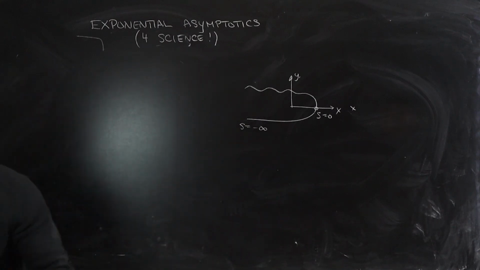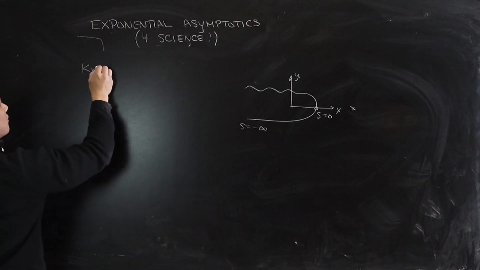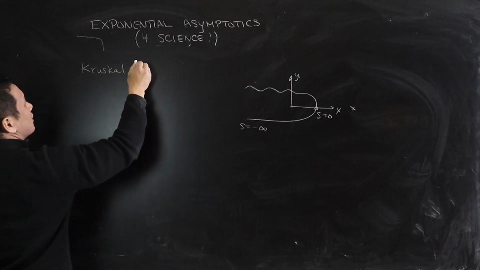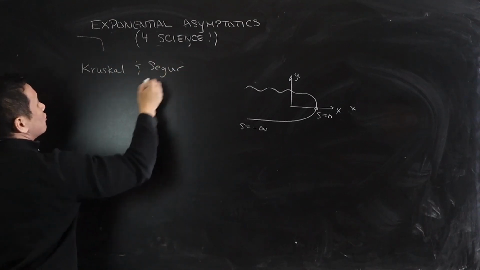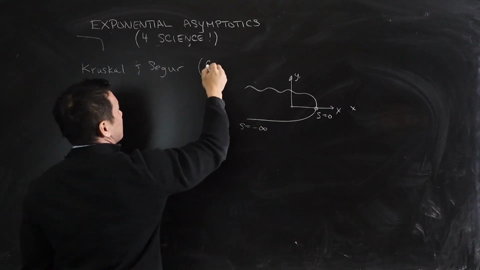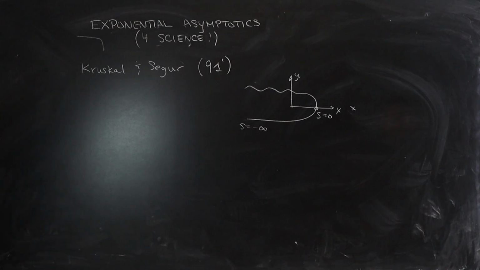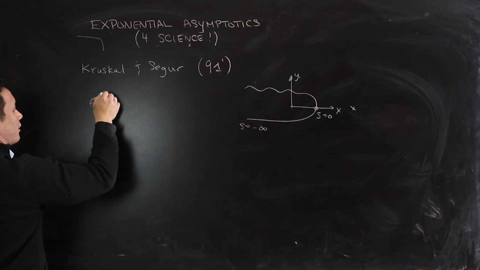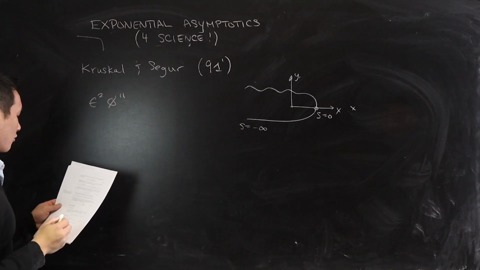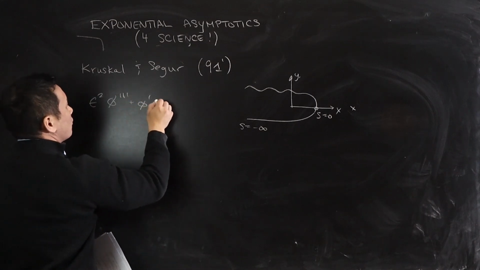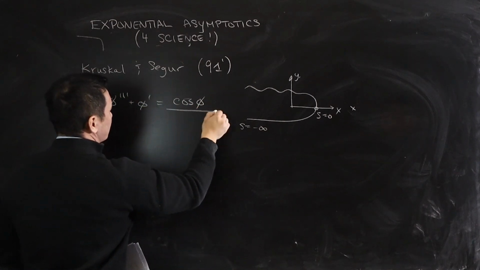Now, this analysis was done by Kruskal and Segur. So the original exponential asymptotics are associated with Kruskal and Segur in '91. And in that paper, which is actually a really nice paper, I think published in Studies in Applied Mathematics, they also present a modification of the crystal growth problem where you can have solutions. The modification is by thinking of the third order problem with the usual cosine of phi on the right-hand side.